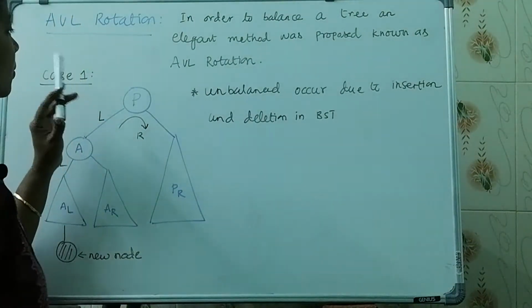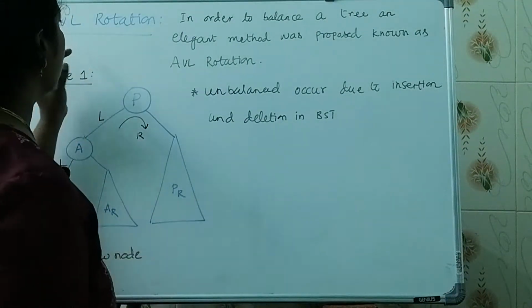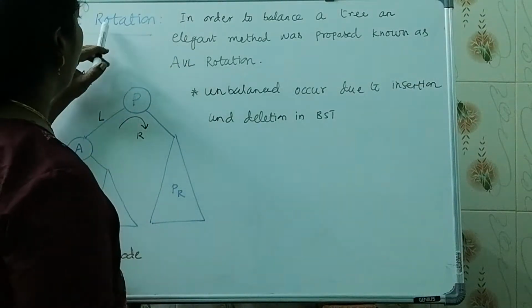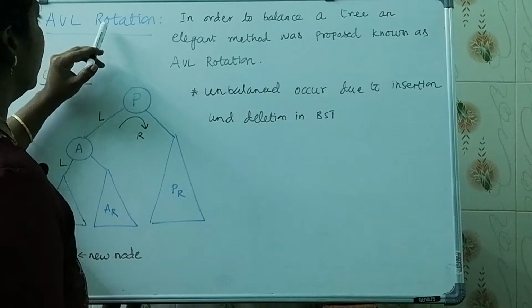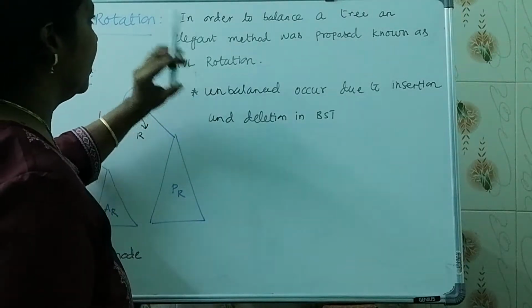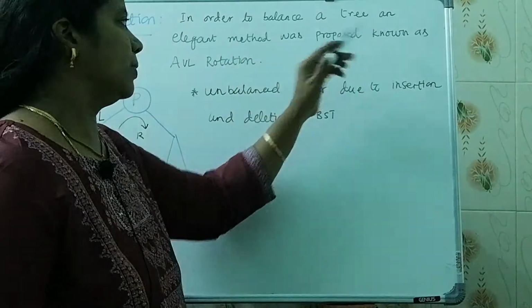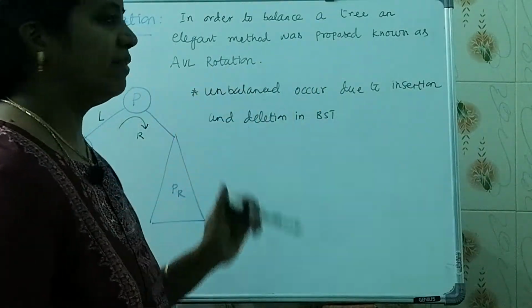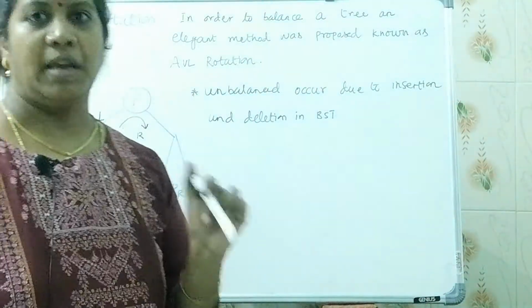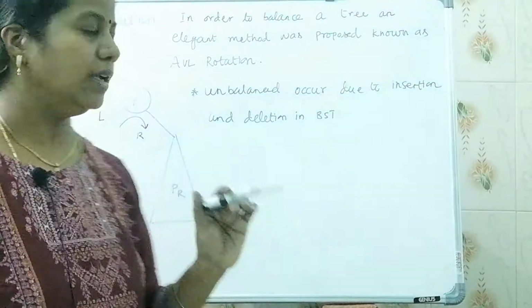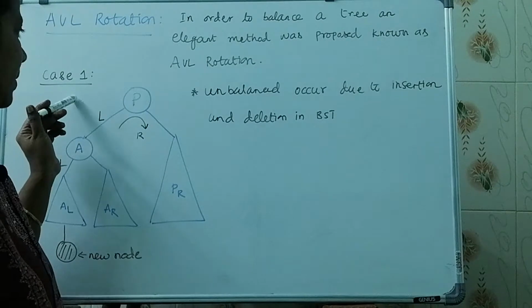In order to make the tree balanced, the authors have proposed rotations, which are also called AVL rotations. In order to balance a tree, an elegant method was proposed, which is also known as AVL rotation. There are 4 cases in total. Now let us discuss case 1.